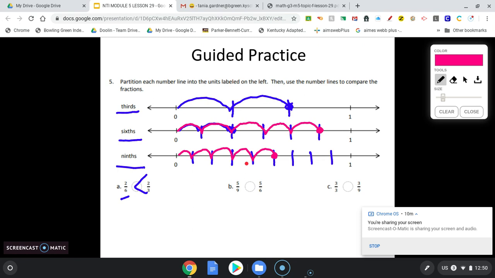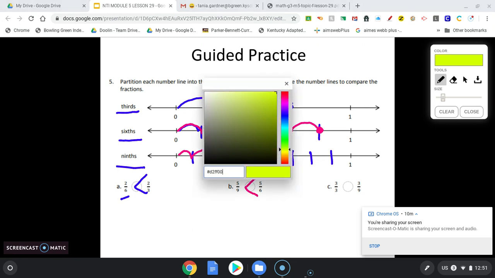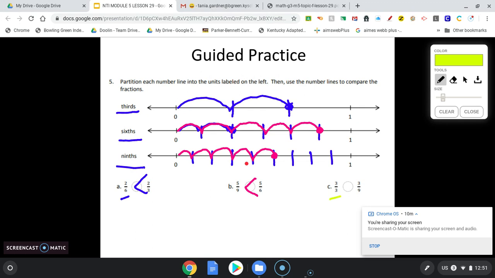So which is closer to 1 whole? 5/6. So 5/9 is less than 5/6. Let's do one more different color and let's find 3/3. Well, here's thirds. 1/3, 2/3, 3/3. That's equal to 1 whole. And let's find 3/9. 1/9, 2/9, 3/9. Wow, that one's easy. Which is greater, 3/3 or 3/9? Yeah, 3/3 because 3/3 is 1 whole. Okay, good job. Keep up the great work.